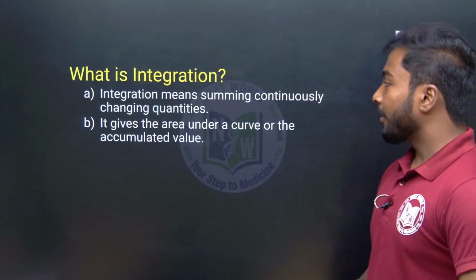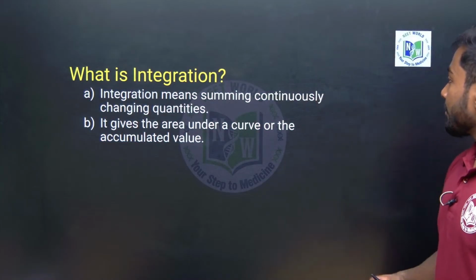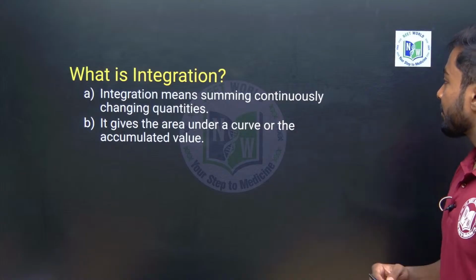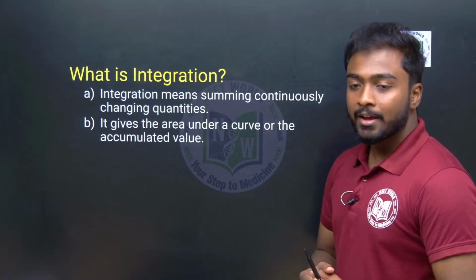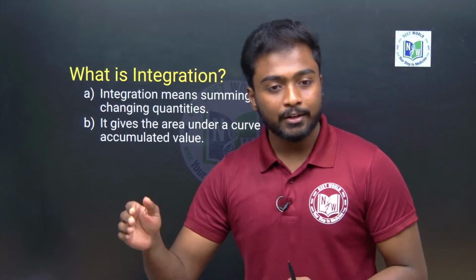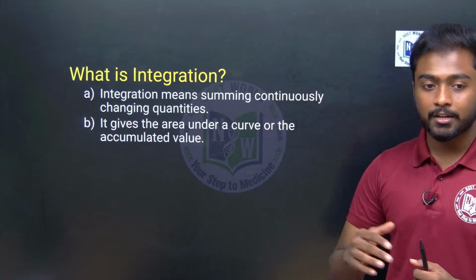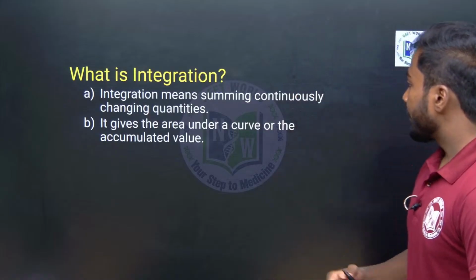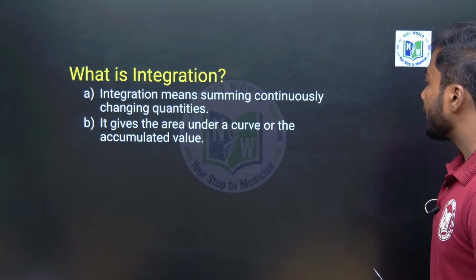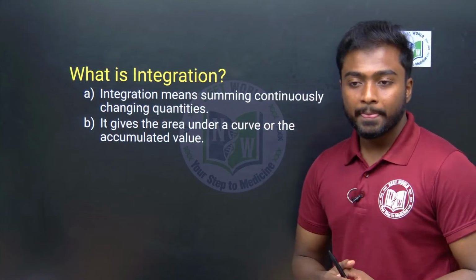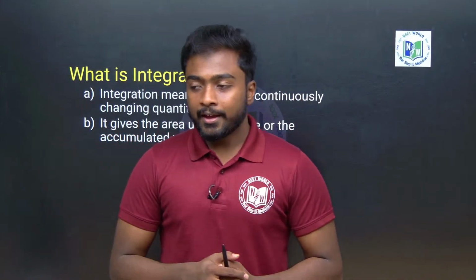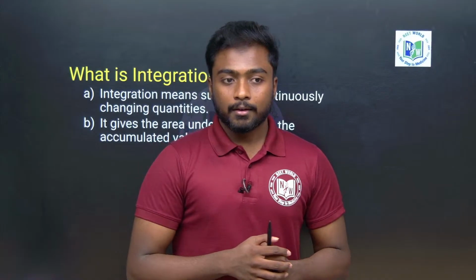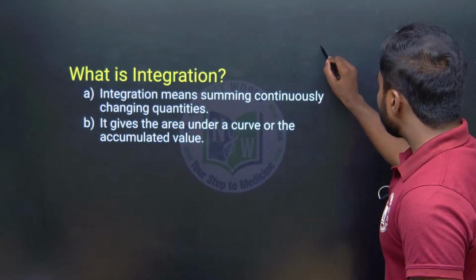So what is integration? Integration means continuously summing the continuously changing quantities. The quantities are not equal, they are changing instantly. In those cases we use integration. Next, it gives the area under the curve or accumulated values. Suppose in a graph they are giving areas. If I want to find that area, I can use integration.